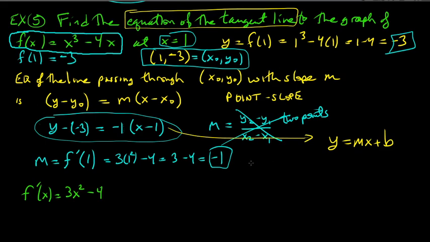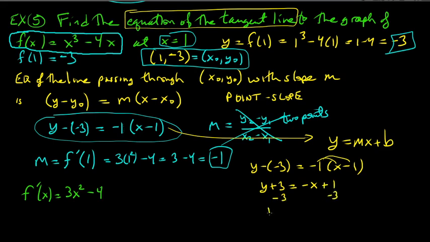Again, that's just a little bit of algebra here. So y minus negative 3 equals negative 1 times x minus 1. Negative 3 is positive 3, right? And then we can distribute the negative 1 here. This is negative 1 times x, or just negative x, plus negative 1 times negative 1, which is positive 1. Okay, so we're just solving for y. We can subtract 3 from both sides. So y is going to equal negative x minus 2. That's the equation of the tangent line.